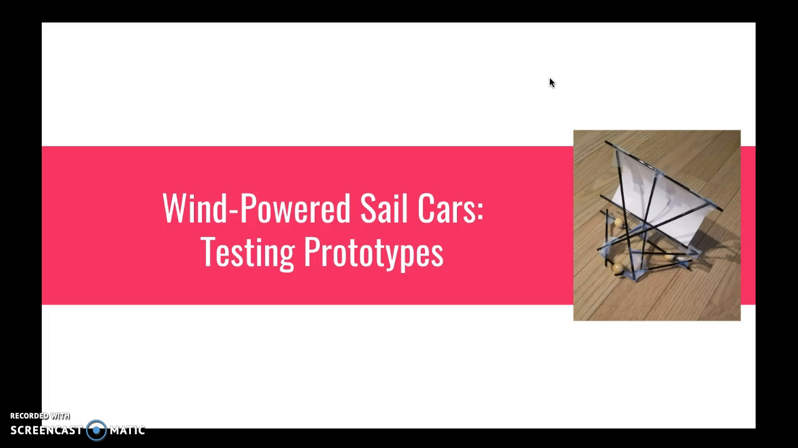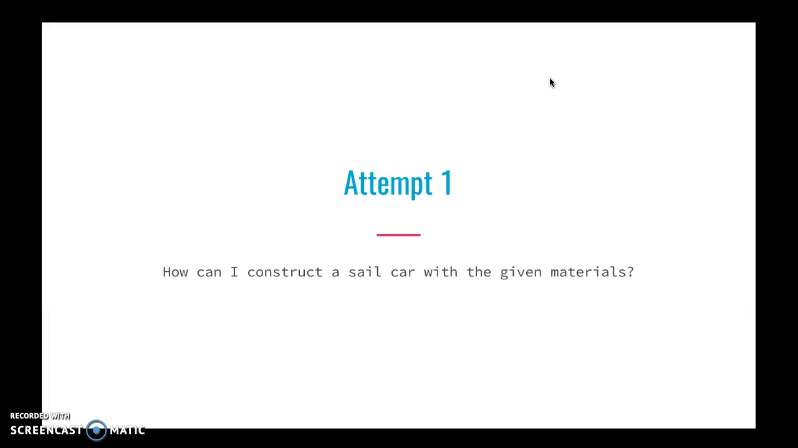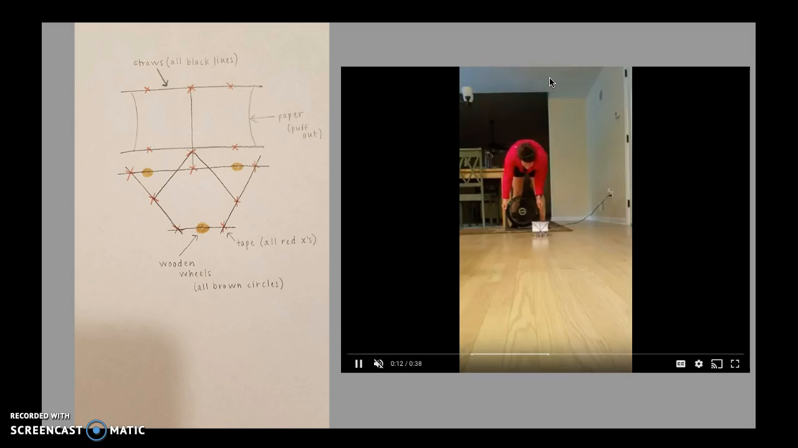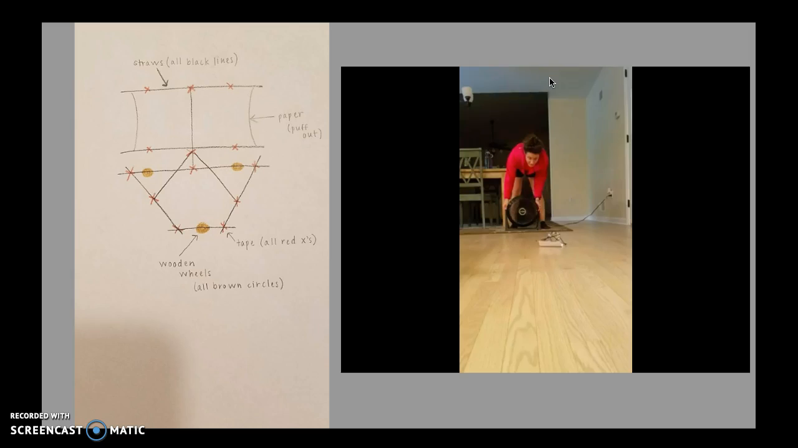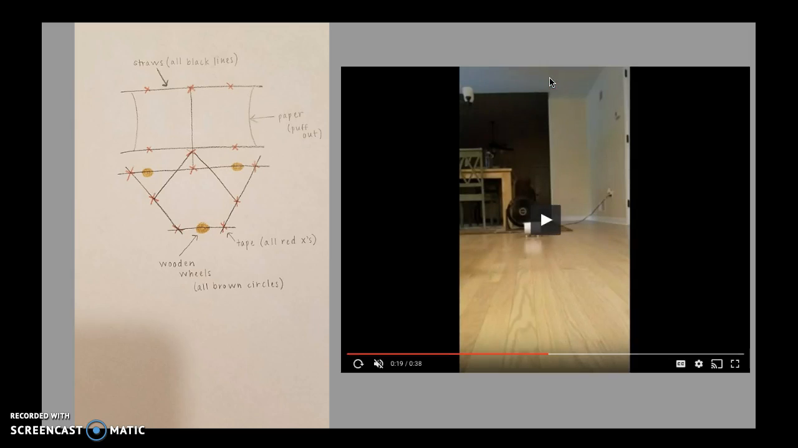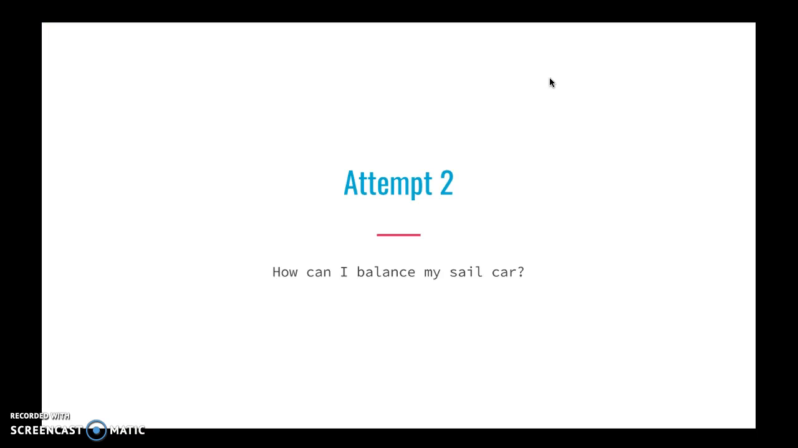Now it's time for me to test. For my first attempt, I focused on the question, how can I construct a sail car with the given materials? I developed a plan and built and tested my prototype. I then went on to my second attempt, where I evaluated my prototype and asked a new question based on my results. How can I balance my sail car?